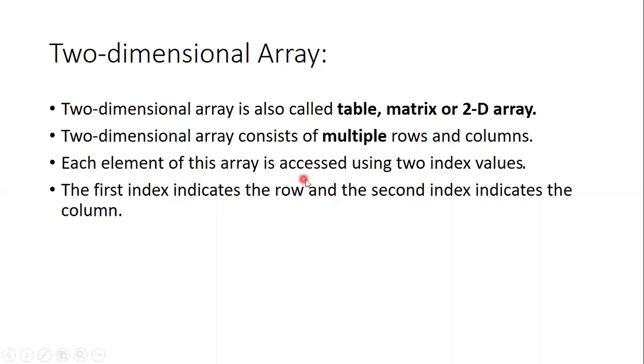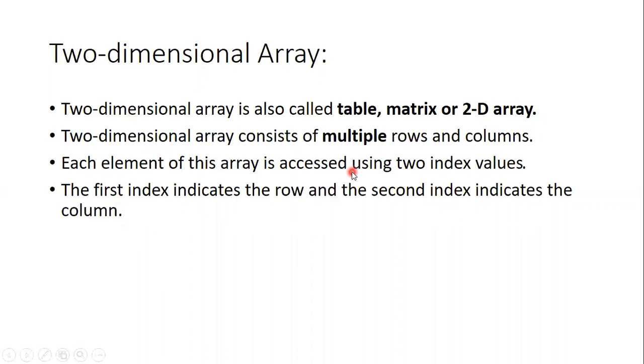Each element of this array is accessed using two index values. One index value would be used to access the row, and the other index value would be used to access the column. So each element of this array can be accessed with the help of two index values, one for the row and one for the column number. The first index indicates the row and the second index indicates the column. So which of the two index values is for the row, and which one is for the column? The first one indicates the row and the second one indicates the column. So two-dimensional arrays look like a table or a matrix, as they can have multiple rows and columns.